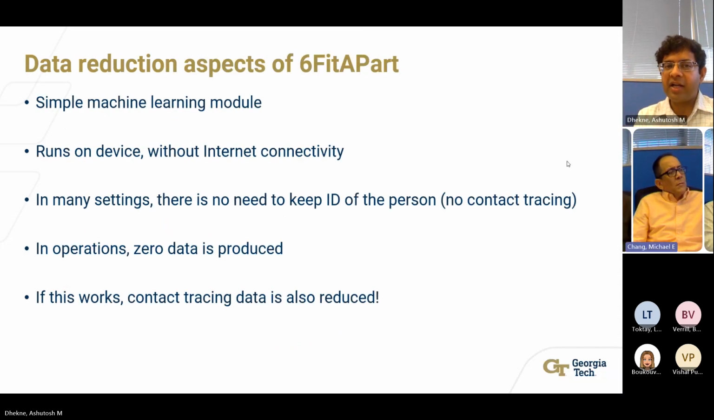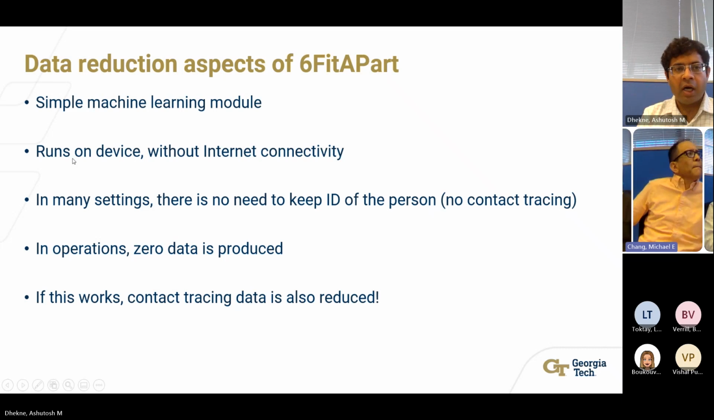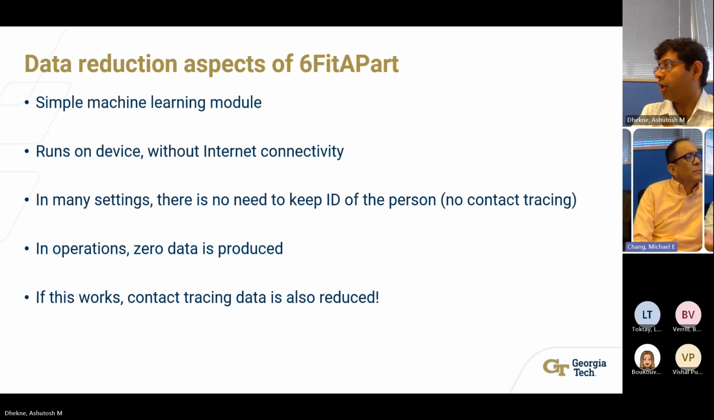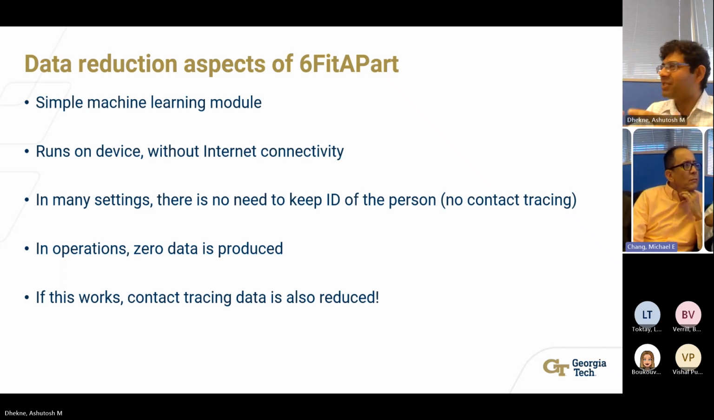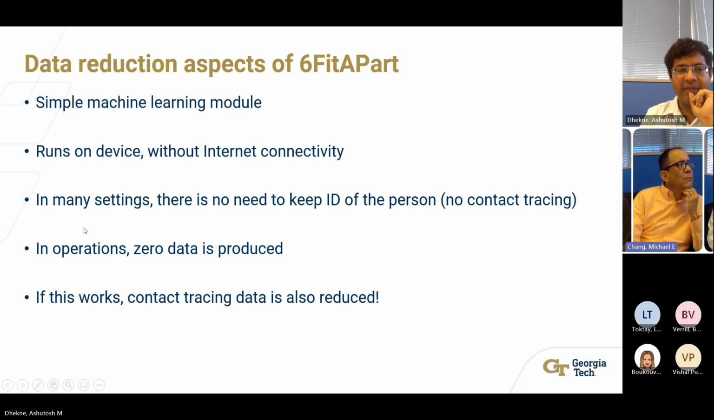Okay, what are the types of data reduction aspects? A simple machine learning module. All that is doing is looking at this channel impulse response, really 1 KB of data. It runs on the device without internet connectivity. There is literally no chip to connect to the internet at all on this device. In many settings, there is no need to keep IDs of a person, so the contact tracing happens. In some settings, it's actually useful. For example, to create a bubble between doctors, it's actually essential to have those IDs. But that's a very small setting. It's not talking about the entire population and you went on a bus somewhere, right? So that's a small amount of data that needs to be kept.